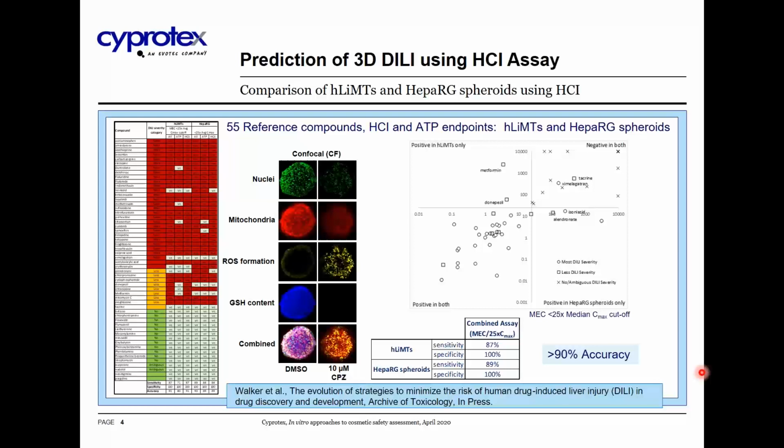And we've looked at the predictivity of these different microtissues when we normalize the data to total plasma Cmax in humans with a cutoff of 25 times Cmax. And what you can see with this approach, we actually have achieved 100% specificity in both models and quite comparably high sensitivity in both the human liver microtissues and in the HepaRG spheroids, with both models giving over a total of 90% accuracy. This data is in press and will hopefully be available soon.